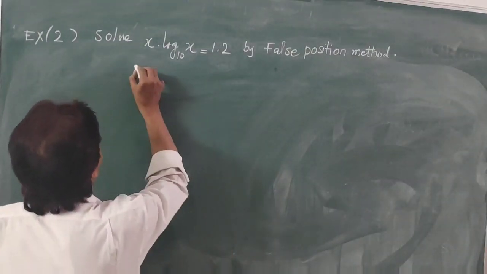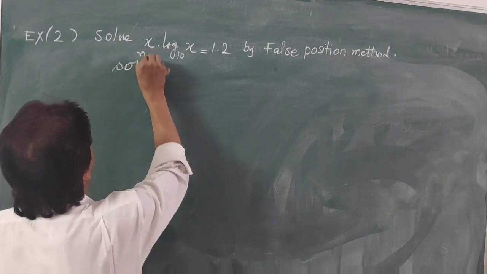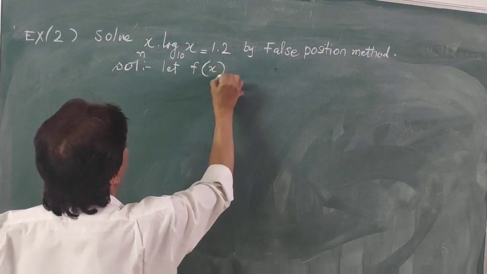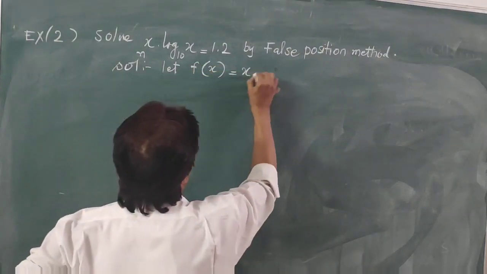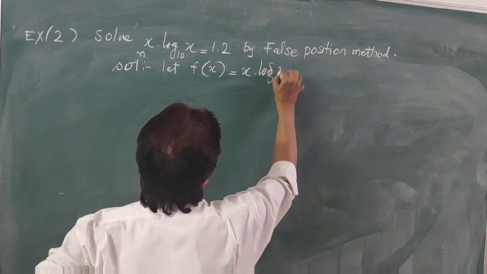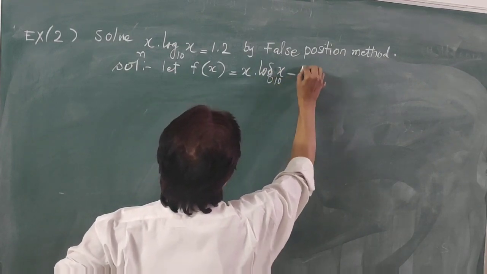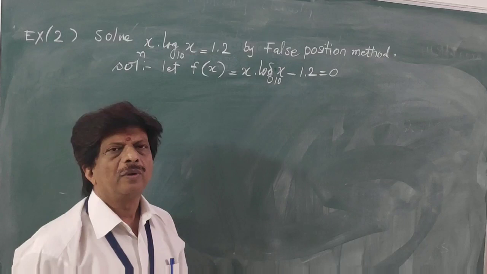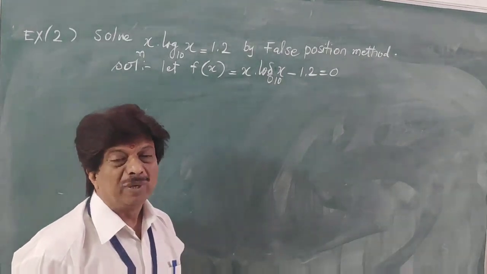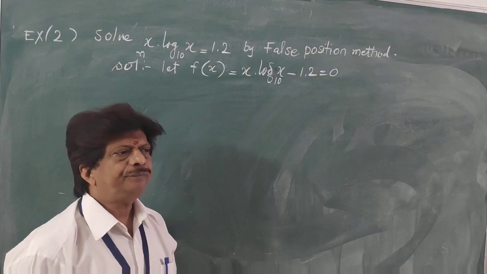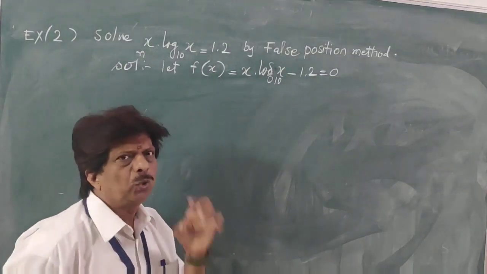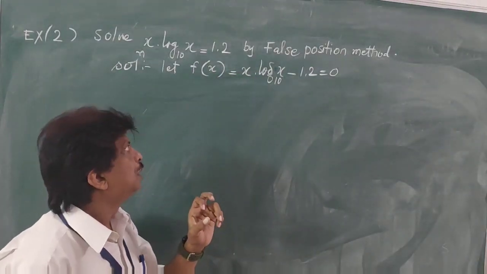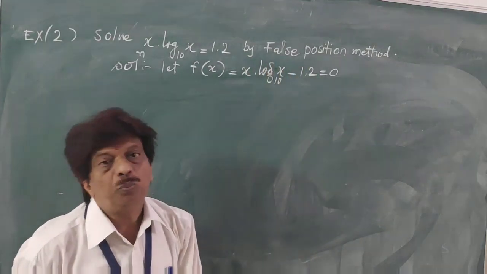Let our f of x be x into log of x to the base 10 minus 1.2 equal to 0. The given equation must be placed in the form of f of x equal to 0. So, this is the equation whose numerical solution is to be determined with the help of the false position method.